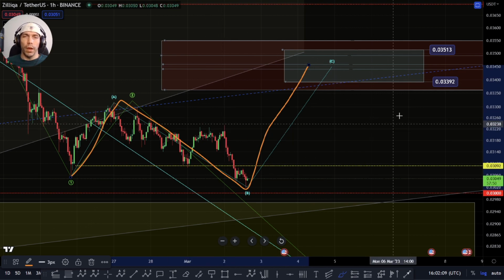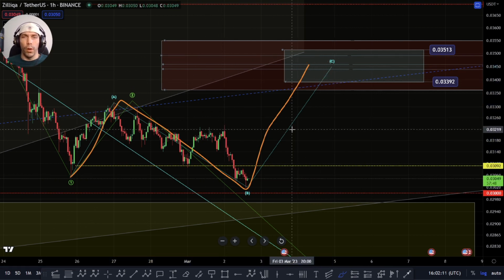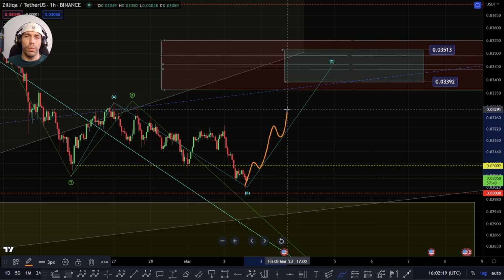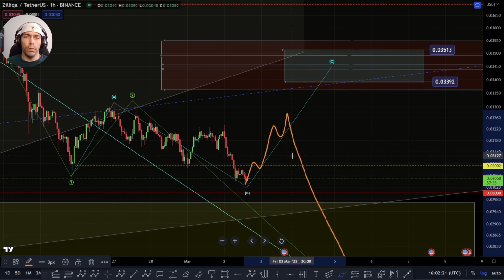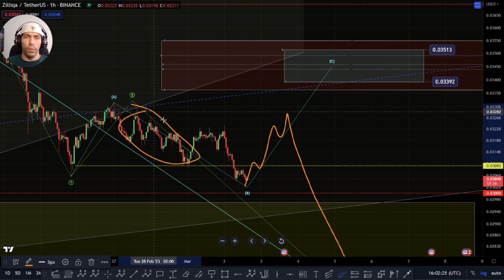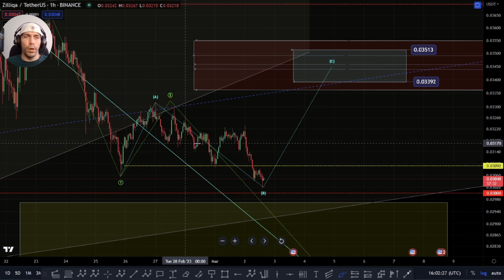Where we could look to come back up here and sweep some of these zones before looking to break down. It doesn't have to take this A wave high over here. It could be that we get a 5-wave move that fails to break above it, and then we move down. So just keep an eye on it. The reason I'm looking at that is because of the choppiness of this move to the downside. So there's a couple of ways of looking at it.